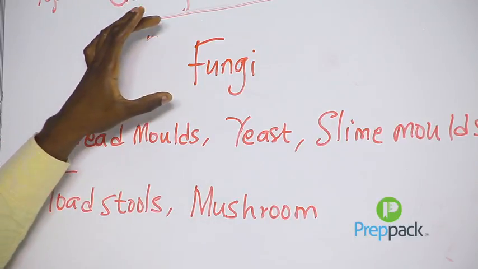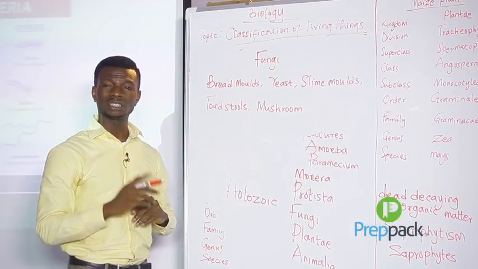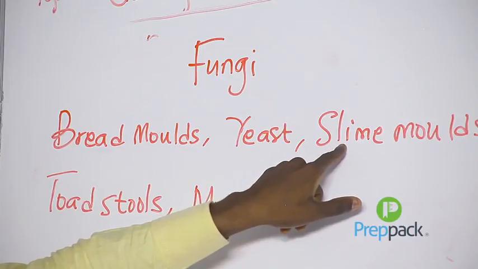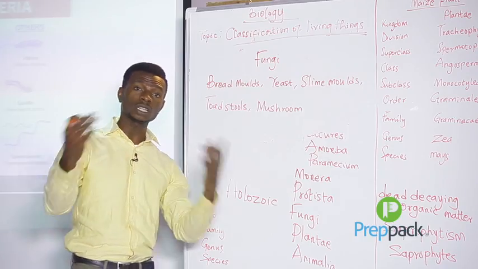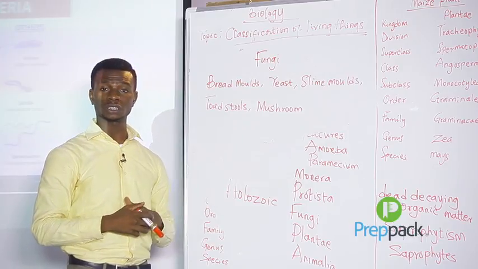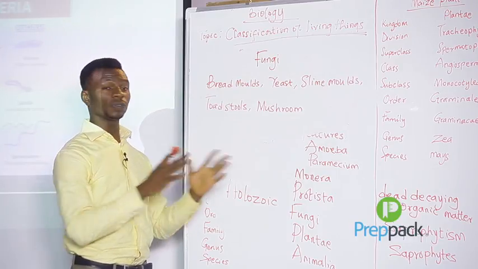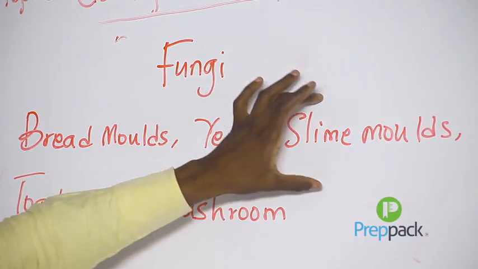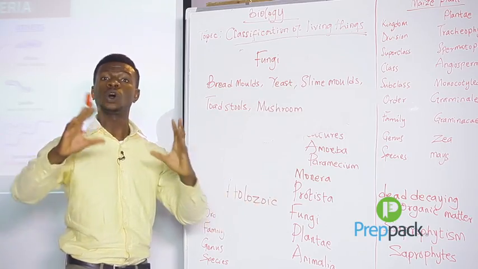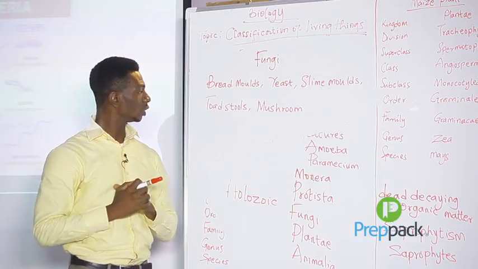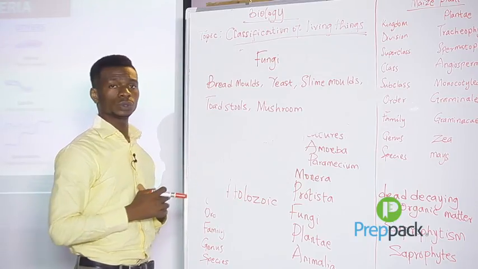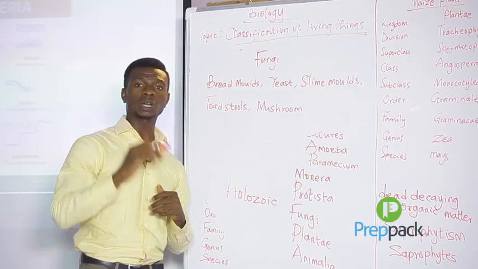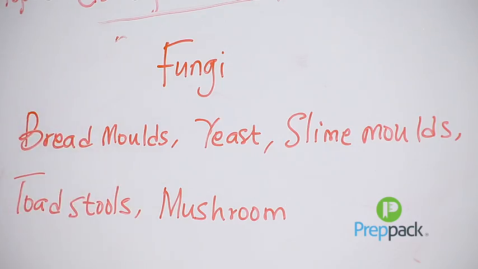Most organisms under the kingdom Fungi are non-motile, except for the slime molds. And that is why in some other forms of classification of organisms, the kingdom Fungi is further subdivided into other phyla, where you have the slime molds in the phylum for the ones that behave like animals. Now let us talk about the bread mold under kingdom Fungi. A representative example of that is the sporangium or Rhizopus nigricans.